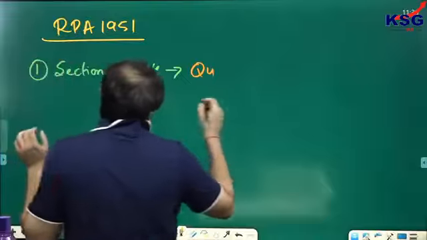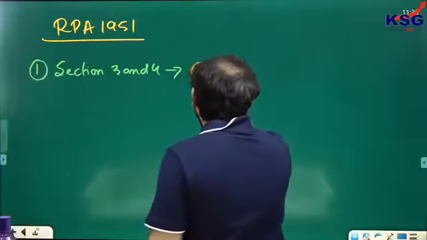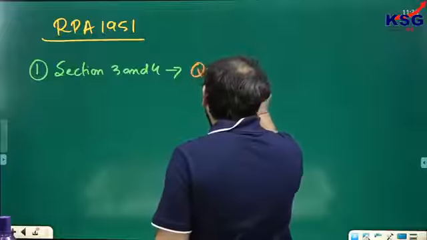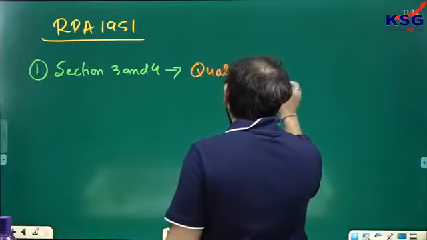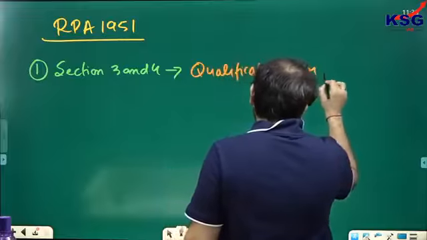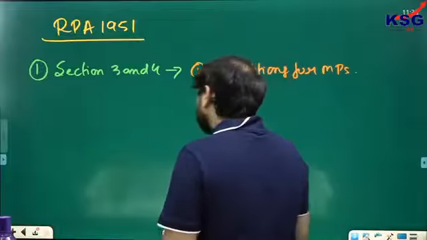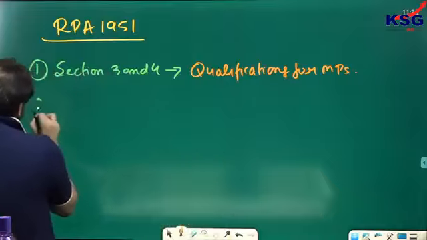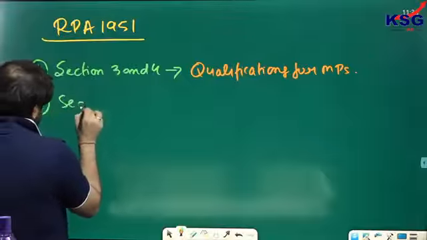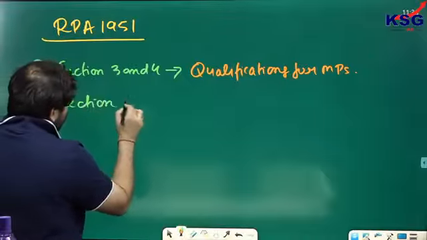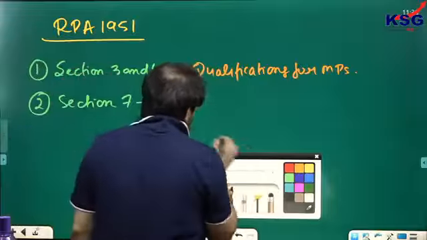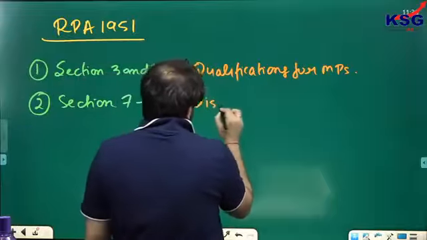Okay, so section 3 and 4 we talk about qualifications for MPs. This is RPA. Take a look at section 7 to section 11. We talk about disqualification.